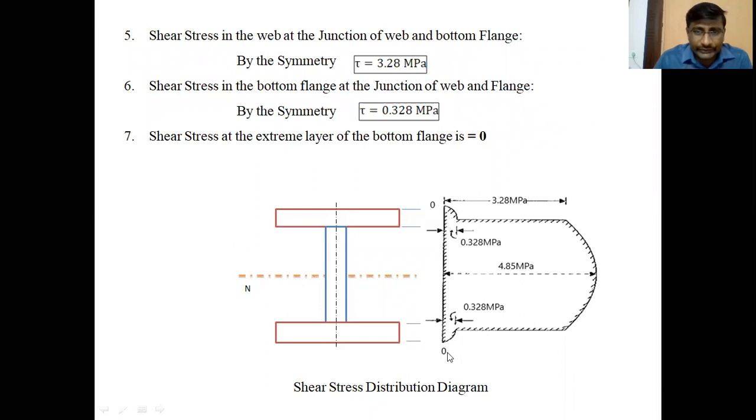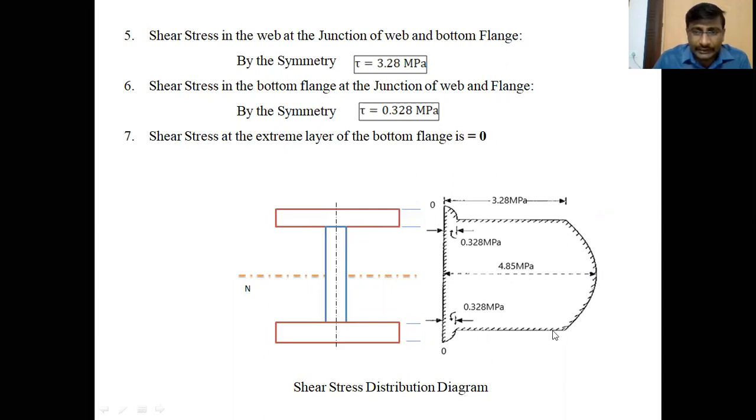First, locate the 0 shear stresses on the vertical line at the extreme fibers, and at the junctions two values. While calculating in the flange it is 0.328. While calculating in the web, it is 3.28 on the same horizontal line. So suddenly the shear stress value changes from 0.328 to 3.28 megapascals, because suddenly the breadth of the section changes from 200 to 20 mm at the junction. And at the neutral axis, the shear stress value is 4.85 megapascals.